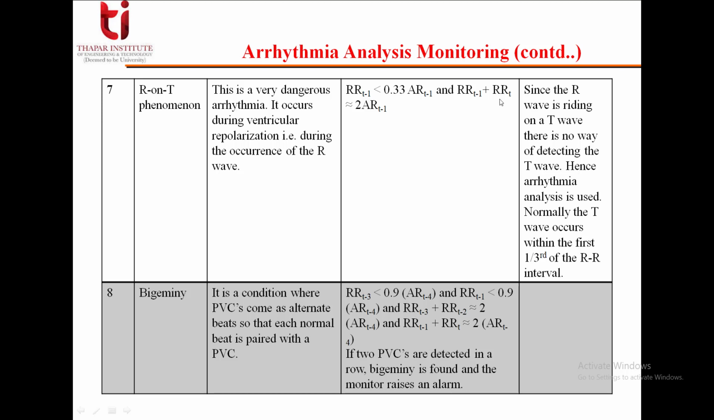Now since the R wave is riding on a T wave, there is no way of detecting the T wave. Hence, arrhythmia analysis is used. Normally the T wave occurs within the first one-third of the RR interval.